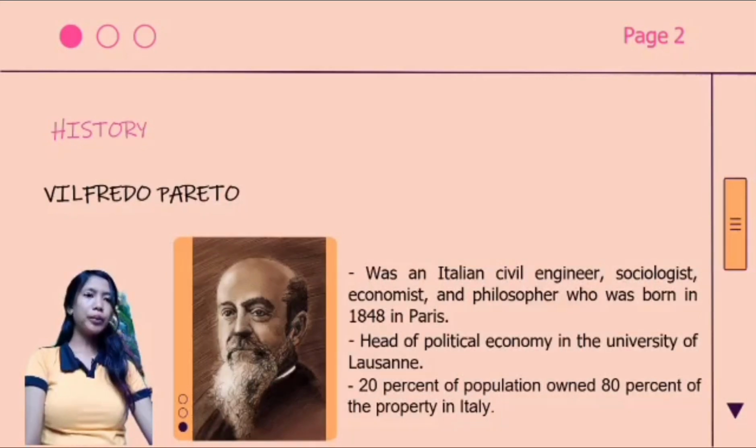So let's start with the history. This is Wilfredo Pareto, who introduced the Pareto chart or Pareto principle. He was an Italian civil engineer, sociologist, economist, and philosopher who was born in 1848 in Paris. He was the head of political economy in the University of Lausanne. That's why, being an economist and engineer, he introduced something, and that was that 20% of the population owned 80% of the property in Italy.